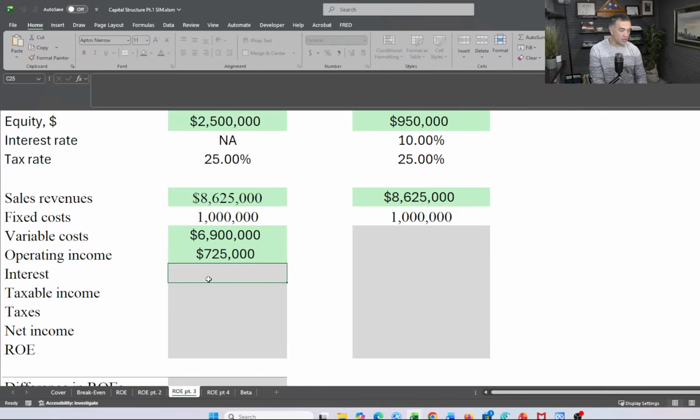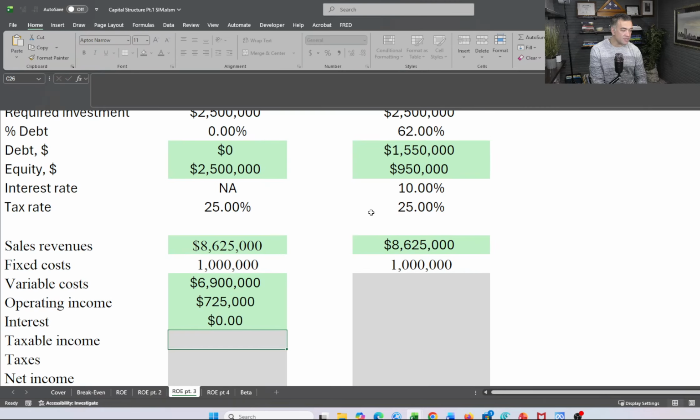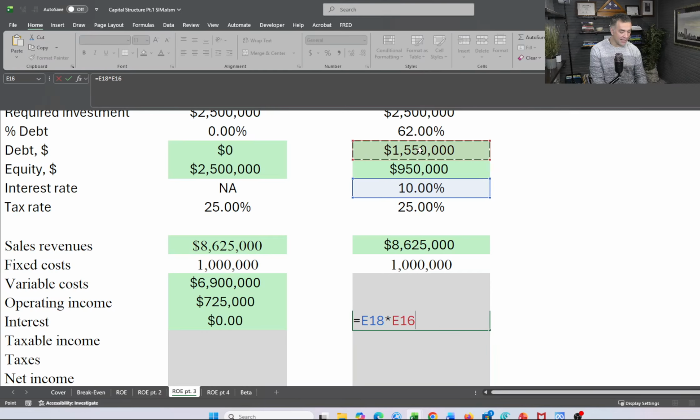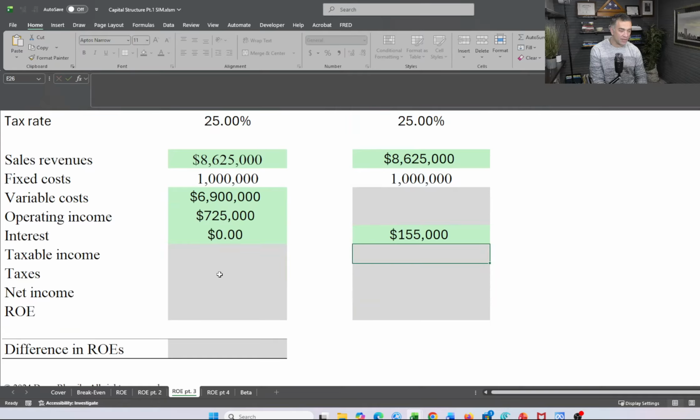What is the total interest? Well, the total interest, you know how to calculate that for the other side. This one's going to be 0. So on this side, you're just going to take the total interest, I'll just do it for this part, is equal to the interest rate multiplied times the amount of debt that we have. That would be the interest payment.